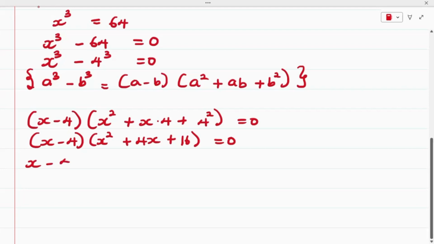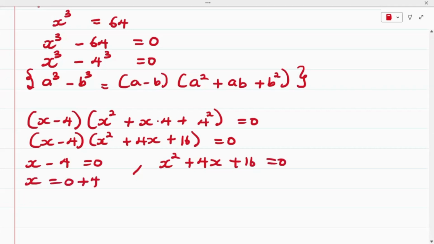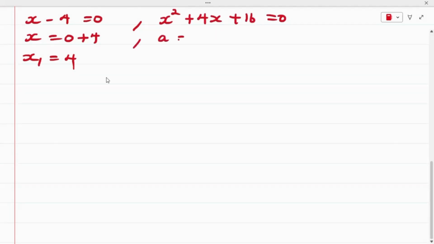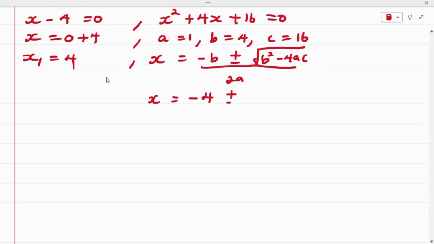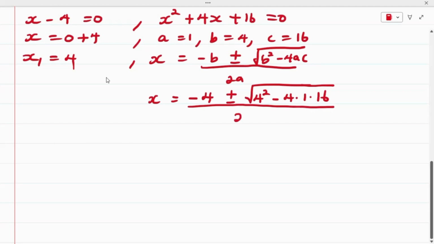So we have x minus 4 equals 0, and x squared plus 4x plus 16 equals 0. So x equals 0 plus 4, and x equals 4. I'm going to call this x1. Solving for the quadratic, we have a equals 1, b equals 4, and c equals 16. Applying the quadratic formula, x equals minus b plus or minus the square root of b squared minus 4ac, divided by 2a. So x equals minus 4 plus or minus the square root of 4 squared minus 4 multiplied by 1 multiplied by 16, divided by 2 multiplied by 1.